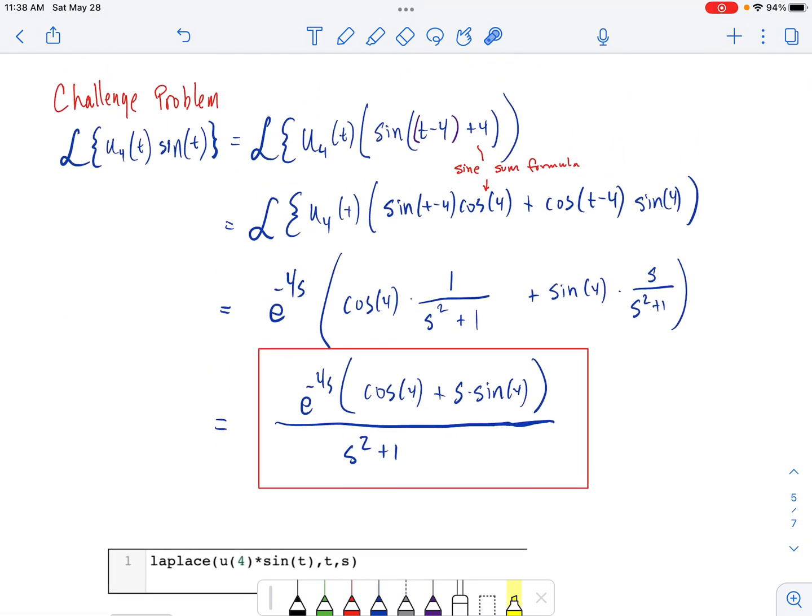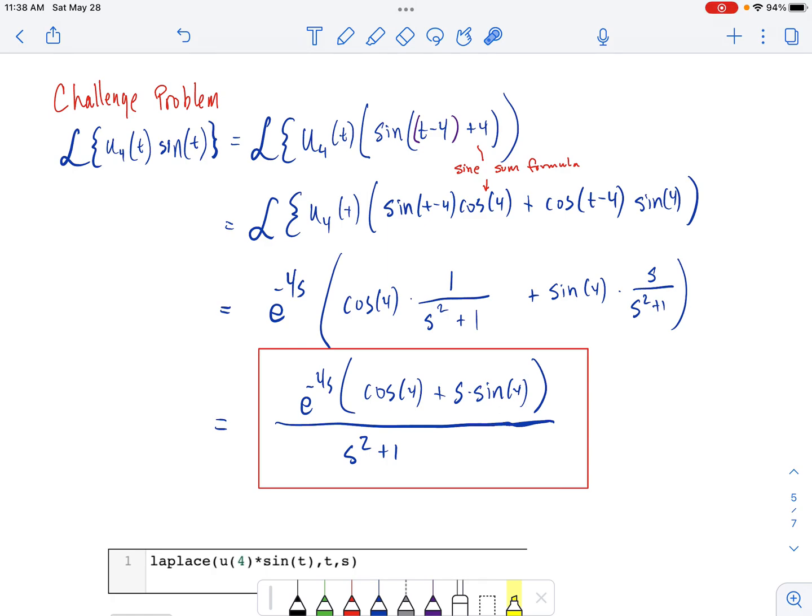So if I want to take the Laplace of u sub 4 of t times sine of t, I need that sine of t to be a t minus 4. So it needs to look like a sine of t minus 4, which means I'm going to have to kind of have a plus 4 fudge factor here so that inside the sine I still have t, but it's written as a t minus 4 and then plus 4.